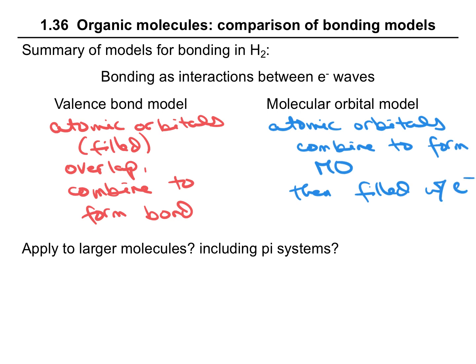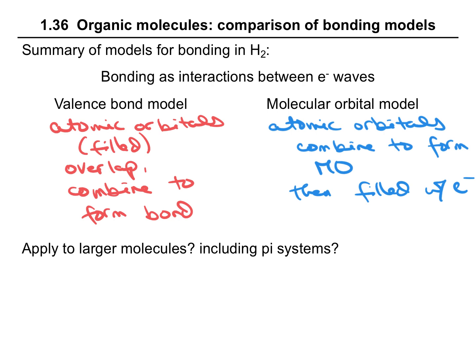And you have a bond when those filled molecular orbitals are more stable than the atomic orbitals. It's as if we're thinking about the atomic orbitals are filled and then they combine, or the atomic orbitals combine and then they're filled. So it sounds like we're talking about a difference of timing, but it's more about a difference of perspective. So both of these work just fine for hydrogen.